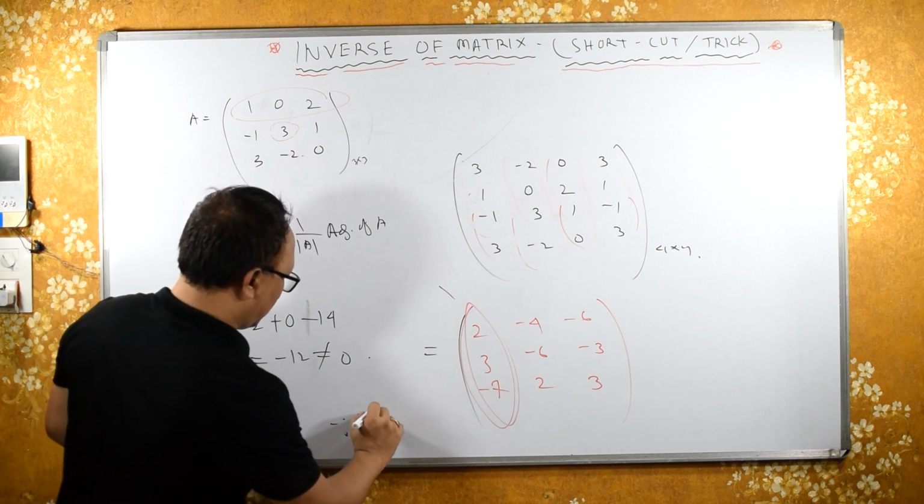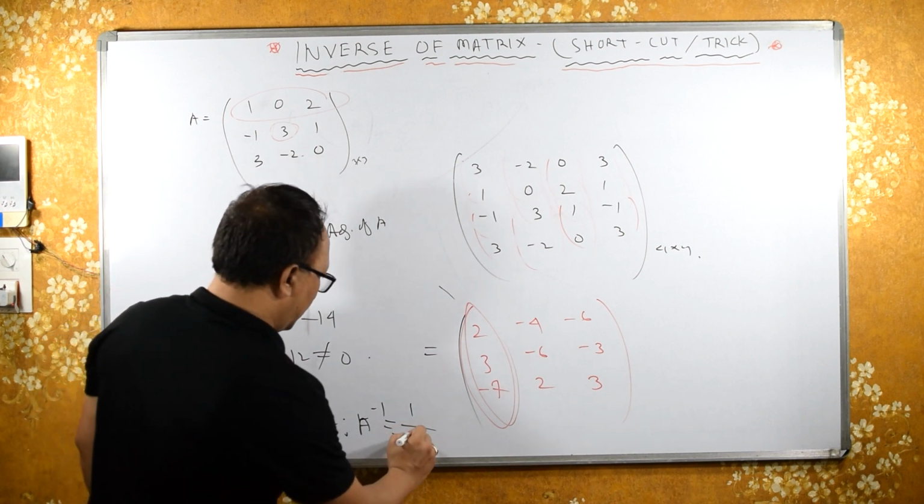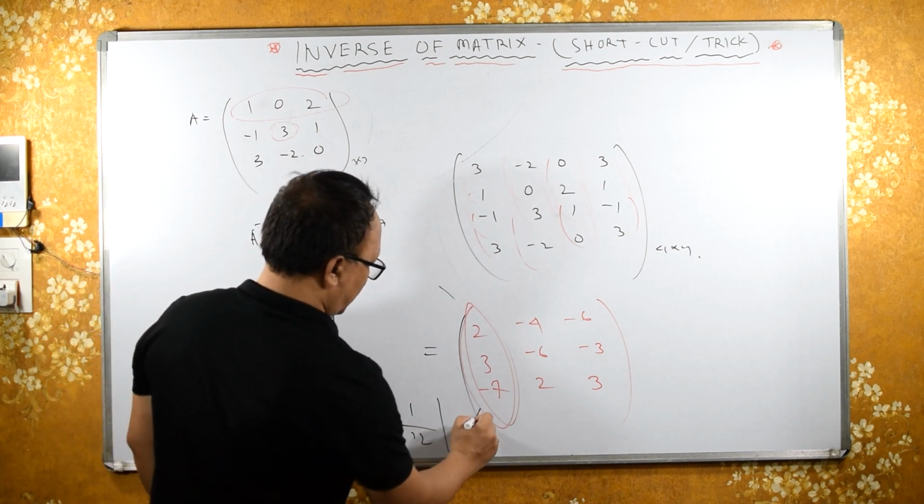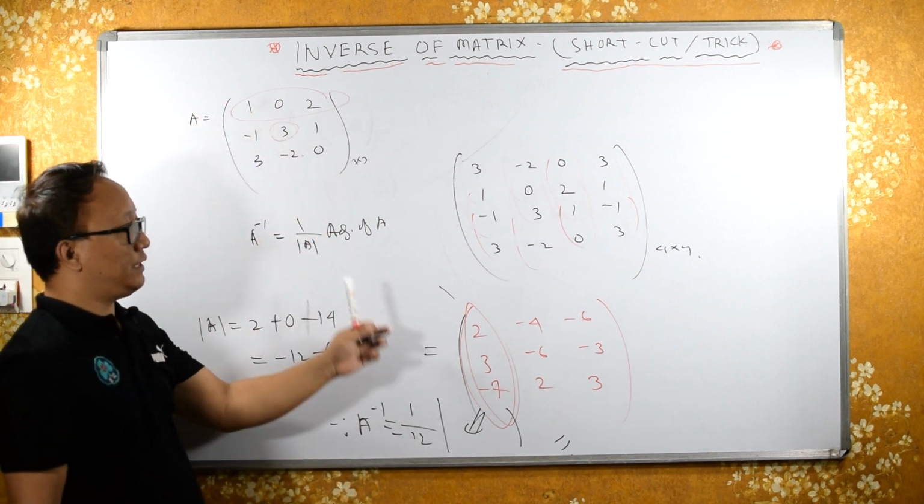Therefore, A inverse equals 1 upon minus 12 into this matrix. This is the A inverse for this determinant.